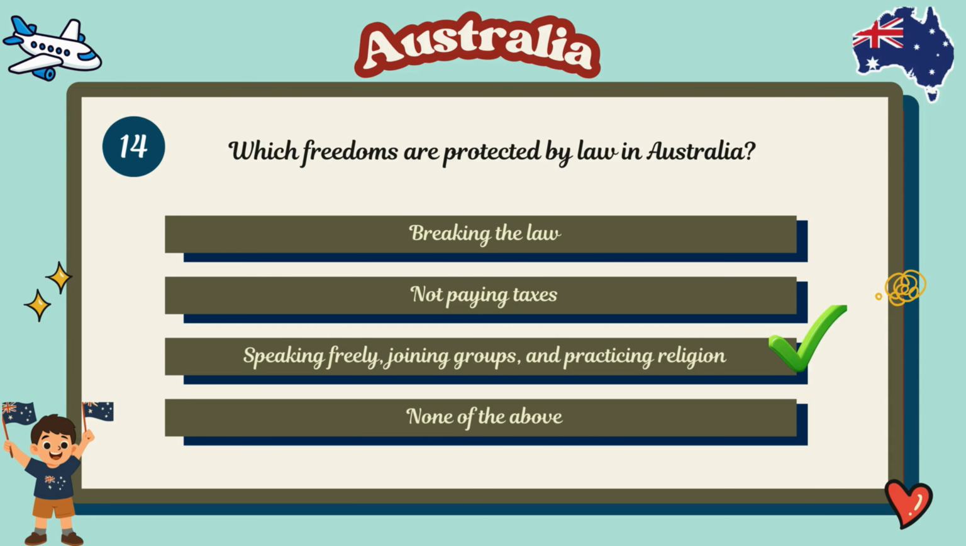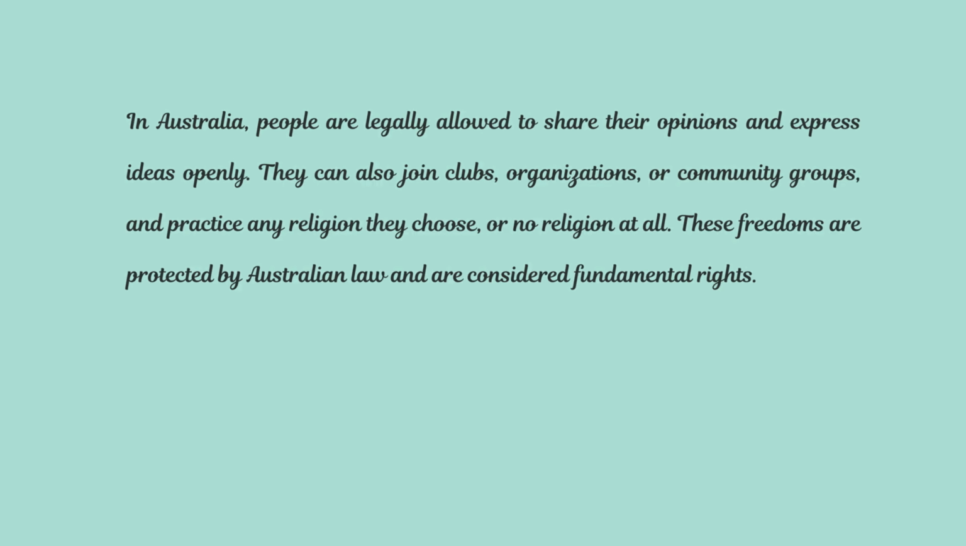Correct answer C. Speaking freely, joining groups and practicing religion. In Australia, people are legally allowed to share their opinions and express ideas openly. They can also join clubs, organisations, or community groups and practice any religion they choose or no religion at all. These freedoms are protected by Australian law and are considered fundamental rights.